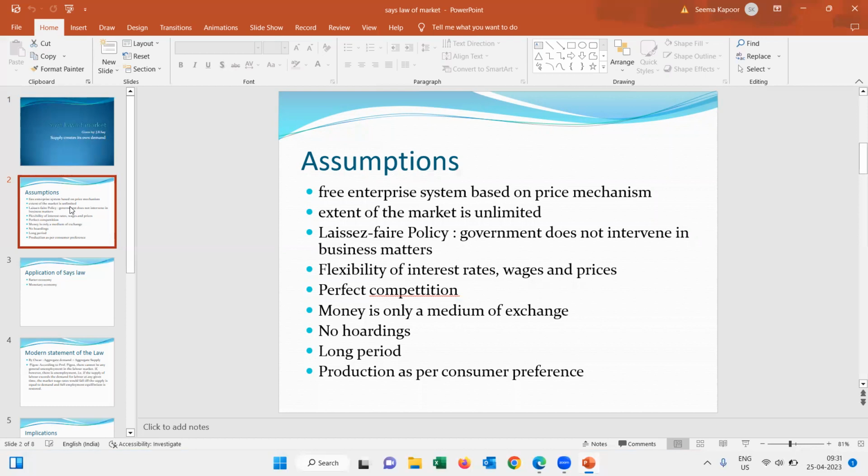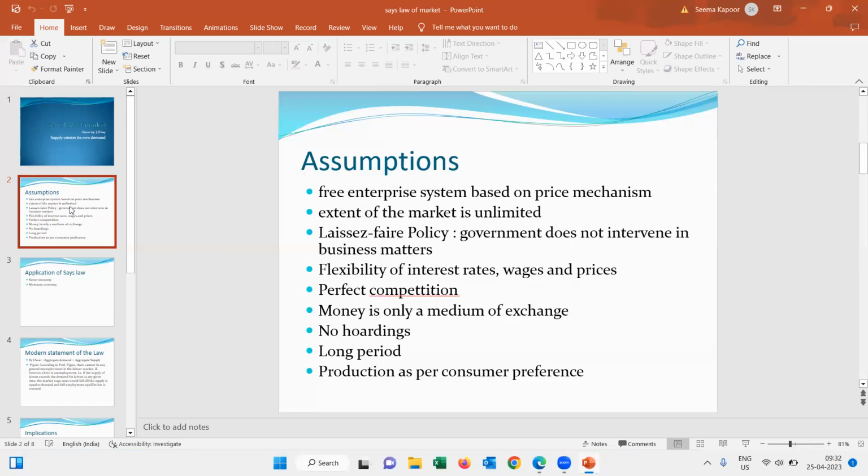Government has an important role, that is to maintain law and order in the economy, and the government does not interfere in business matters. That means the law is based upon laissez-faire policy. Say's law is based upon market mechanism. That means demand forces and supply forces play an important role. And for these forces to play the complete role, there is another assumption of flexibility of interest rate, wages, and prices. Interest rate, that means the demand for capital and supply of capital will be adjusted with the help of changes in the interest rate.